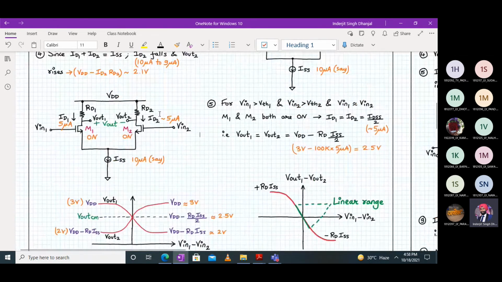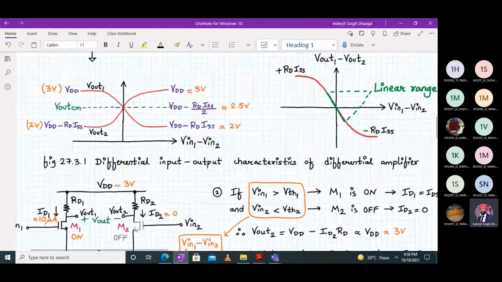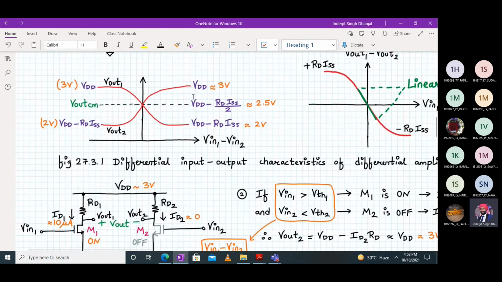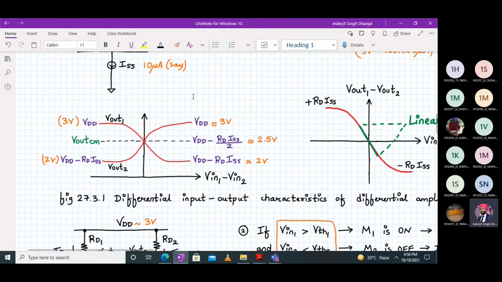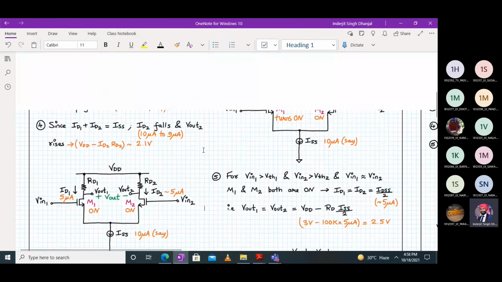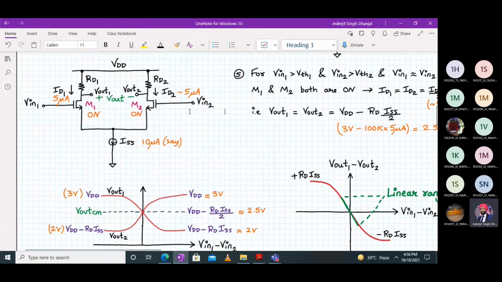Anyone? Have you understood the working of this with numbers? This differential pair? Any doubt in the input output characteristics of this differential pair or differential amplifier? You all let me know right now. I'll give you all 10 seconds to let me know.